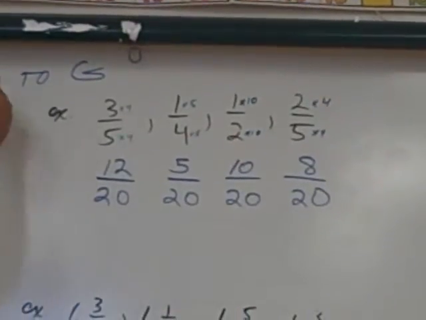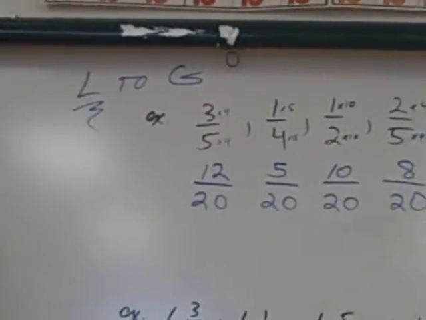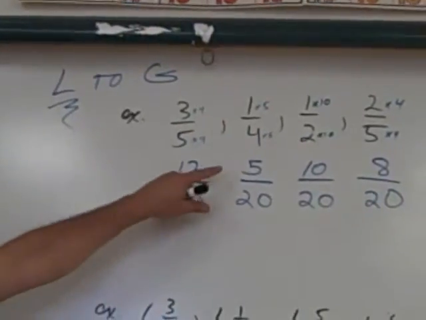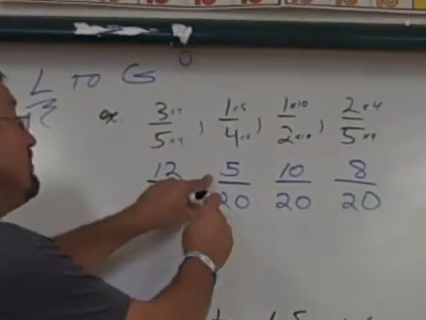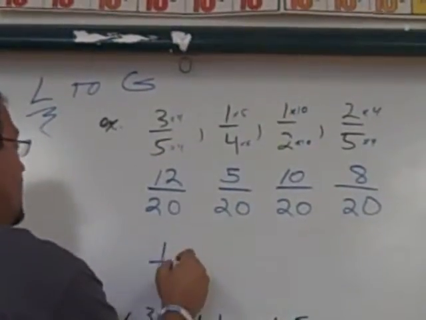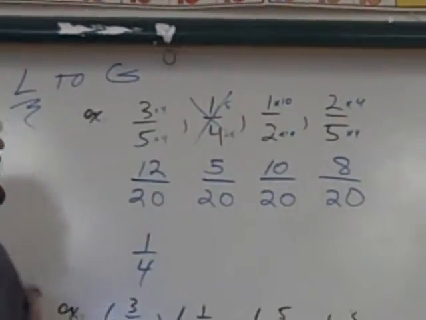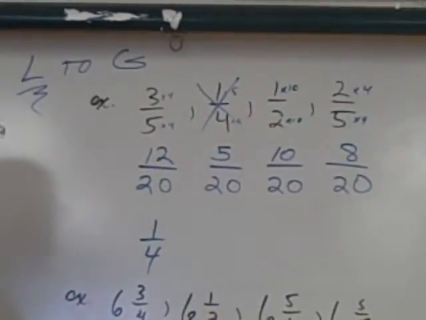Can we find the leastest one? 5. The least one is the 5, isn't it? Where did it come from? 1/4. So 1/4 is the littlest. Don't need him anymore, do I?